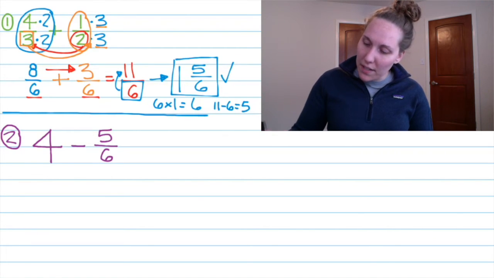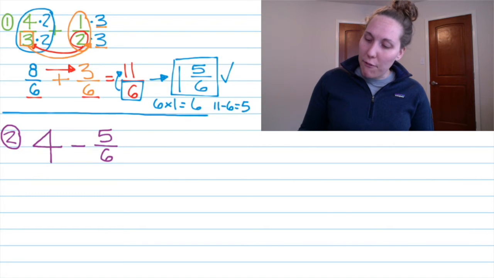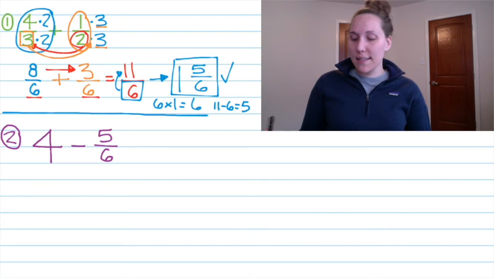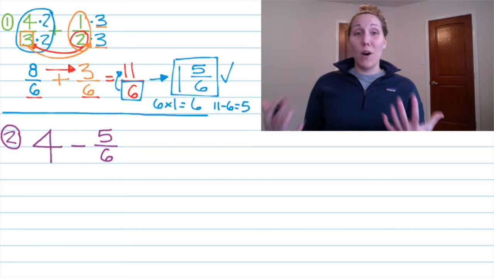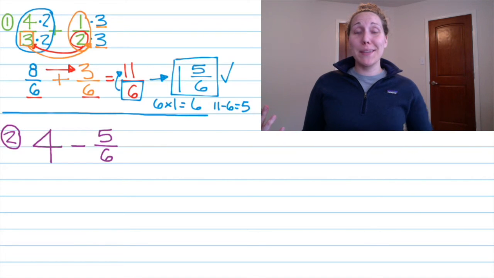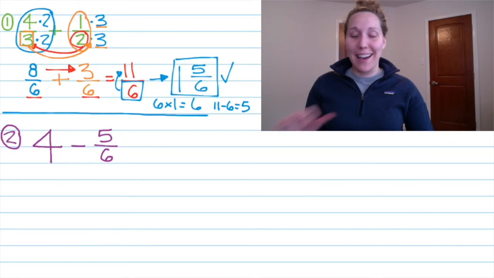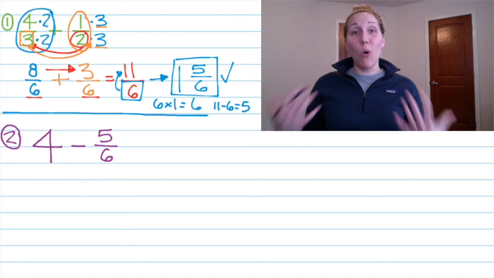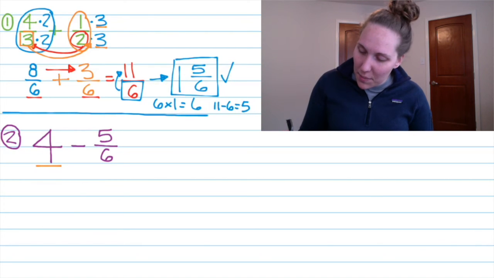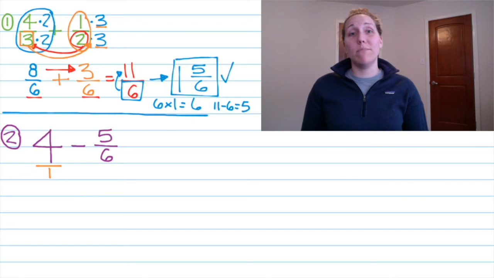So now let's move on to number 2. Here I have 4 minus 5 sixths. Here I just have one big 4, and that might look a little intimidating to some of you, but I promise it's not. Anytime we have a whole number like that, it's really the same thing as that whole number over 1. So we can always rewrite that as a fraction anytime.